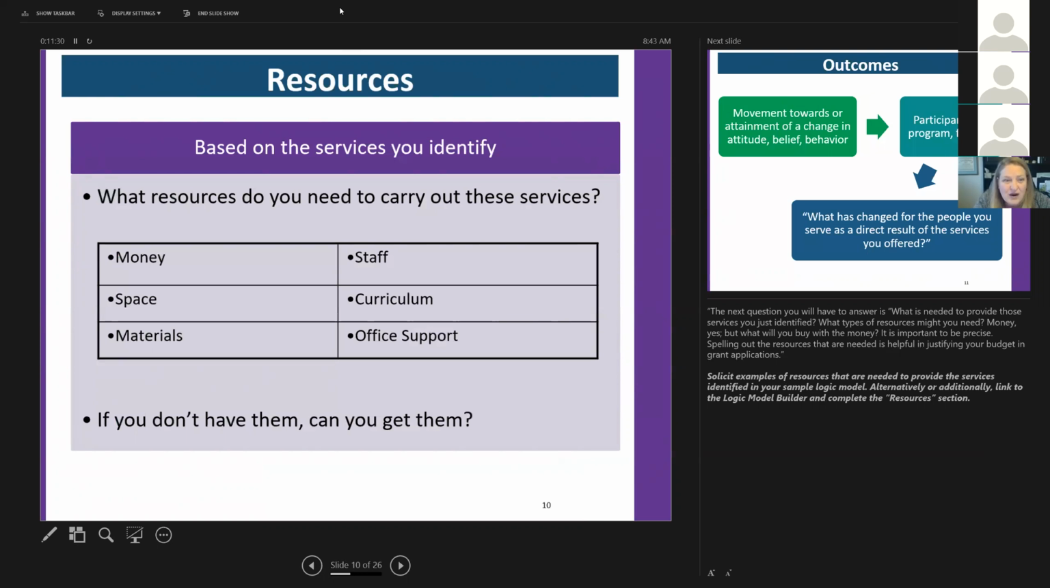And so you want to make sure that you are identifying those resources that you need to carry out the services. What, money is always key, right? How are you going to pay for this? But it really is so much more than that. What space do you need to offer the service? What does that need to look like?